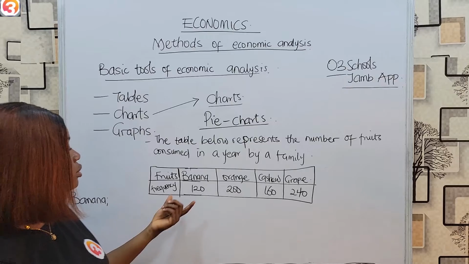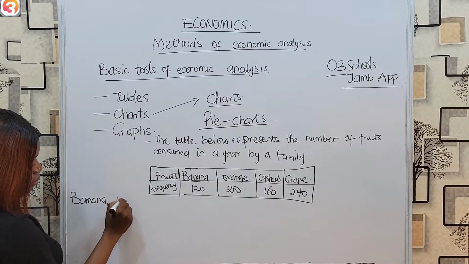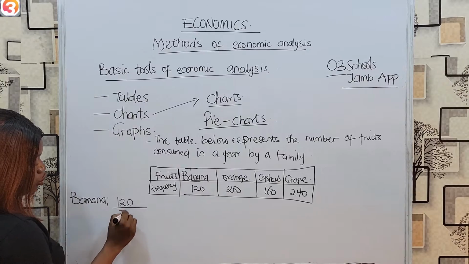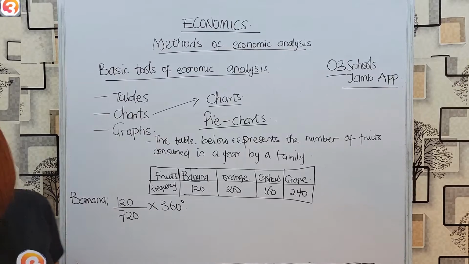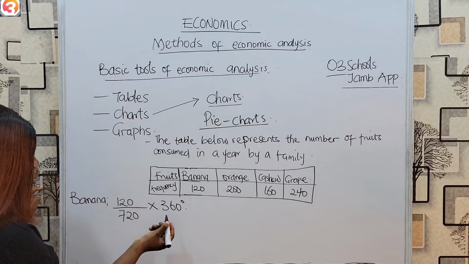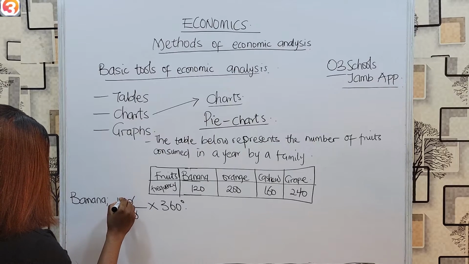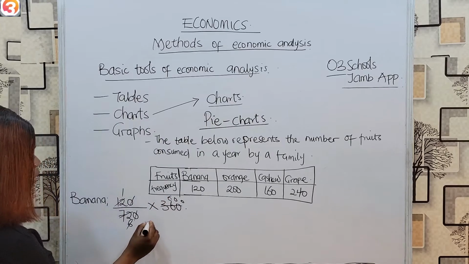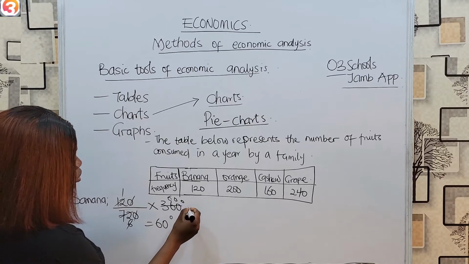In calculating the frequency in degrees, it will be the number of bananas over the total number of fruits, which is the total frequency, which is 720, multiplied by 360 degrees. Let me put this down a little. So now looking at this, with our normal knowledge of division, this is 12 here, this is 6 here, this is what? 60. So banana is equal to what? 60 degrees.